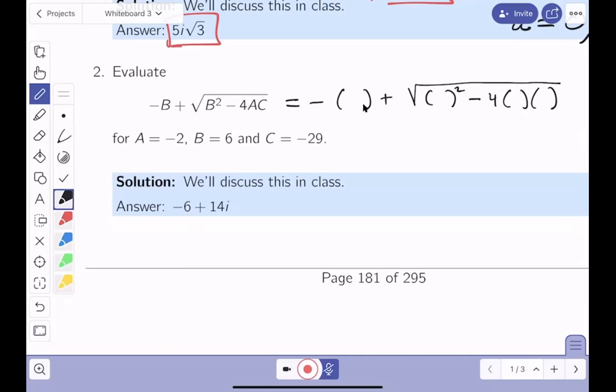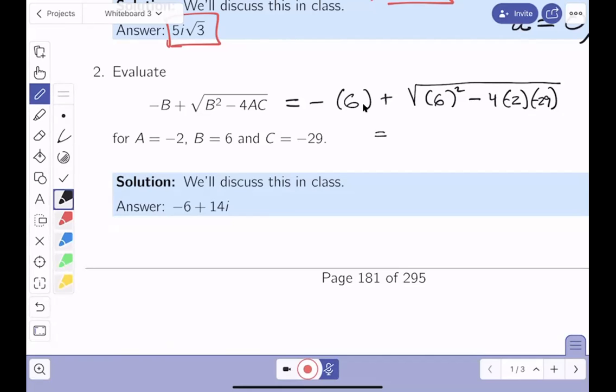Now, I have to know what b is. If I don't know what b is, I couldn't plug it in. So let me point out what I mean by this. This is the b. What's the b? It's 6. I'm going to write that down for you. Again, I'm going to put it over here too. 6. All right, now I've got to do the a. What's the a? The a is -2. Write that down for you. And then I have to do the c. And what's c? -29. Let me write that down for you. Okay.